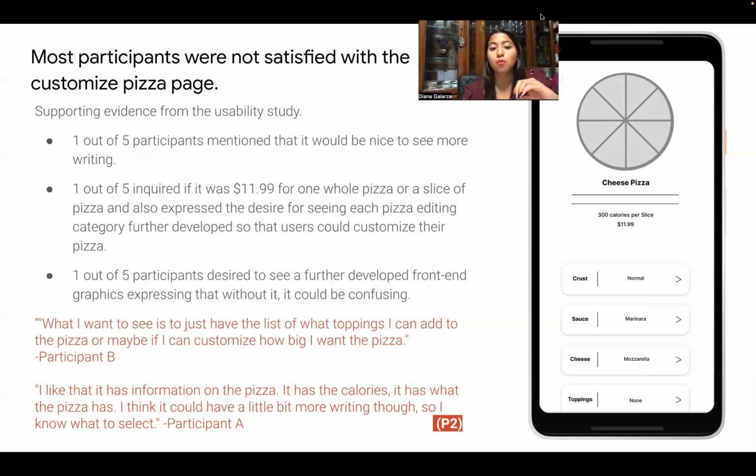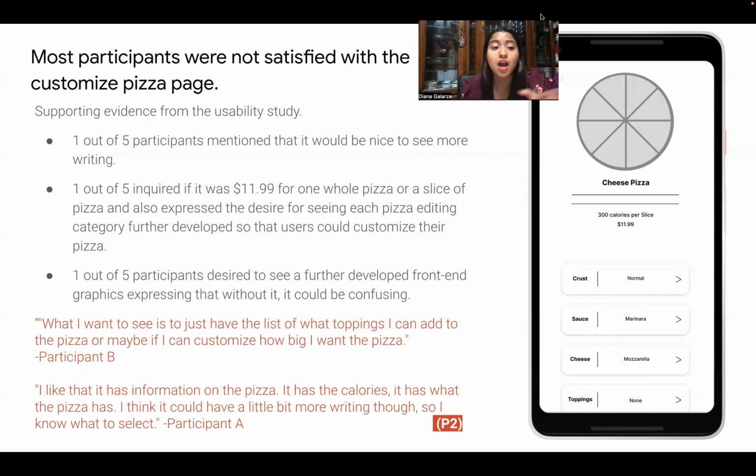So 1 of our 5 participants desired to see a further developed front-end graphic, expressing that without it, it would be confusing. So without seeing the visuals developed, it would just be hard to know, what am I clicking on? Where am I going? What am I selecting? That sort of thing. Then 1 out of 5 participants mentioned that it would be nice to see more writing.